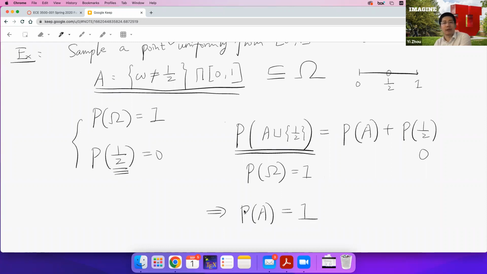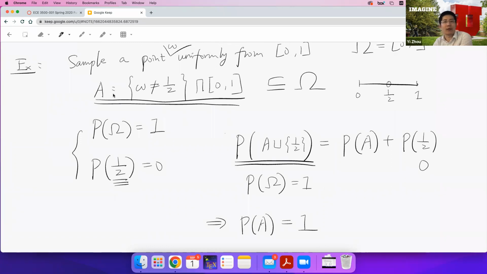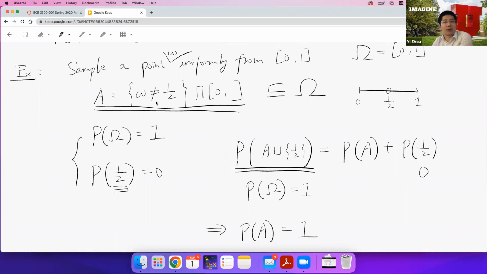So the probability that this event happens is 1. And this is where you can see why we call it an almost sure event, because this event does not include all the possible outcomes. It excludes the middle point, but it happens with probability 1. So that's why we put "almost sure" in there.